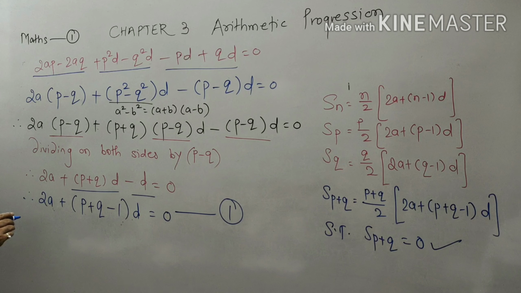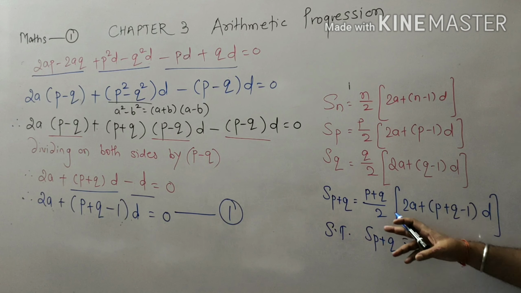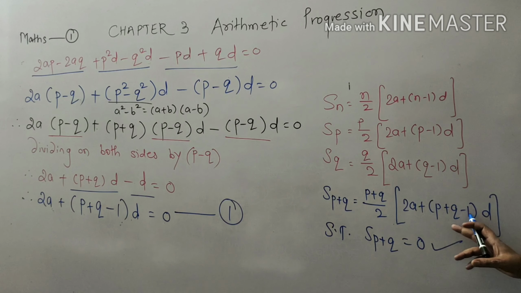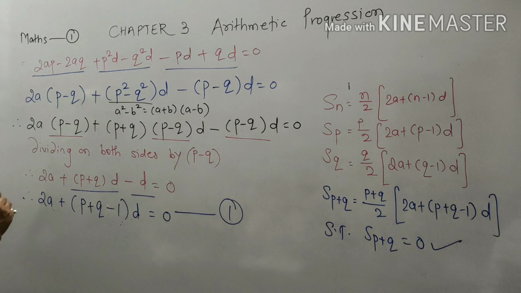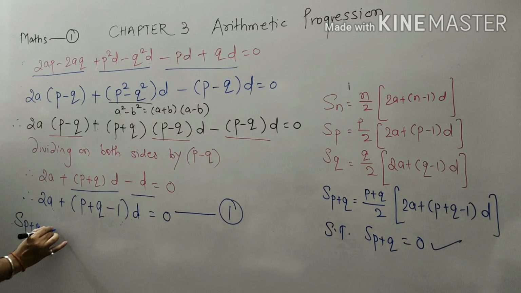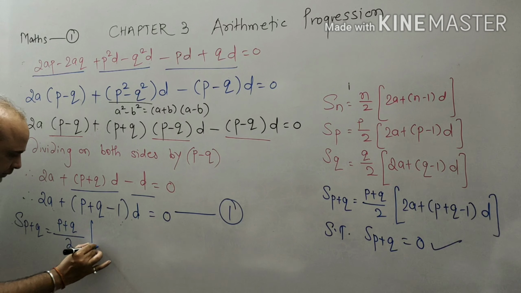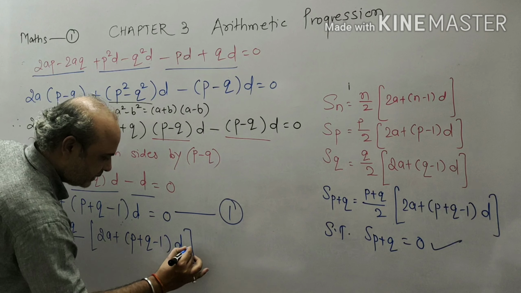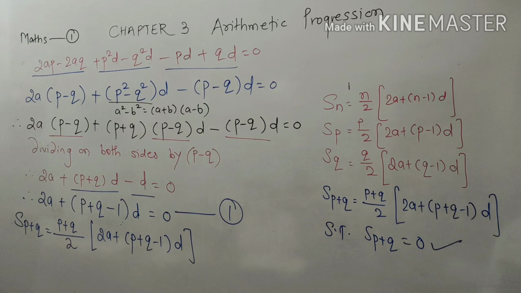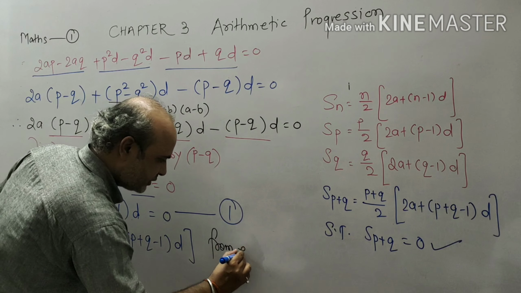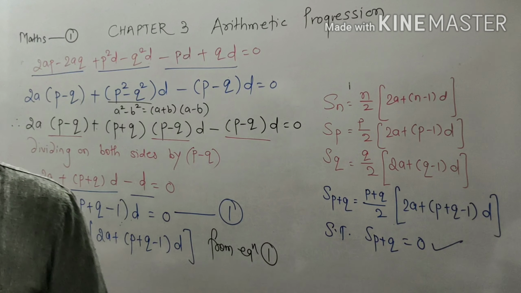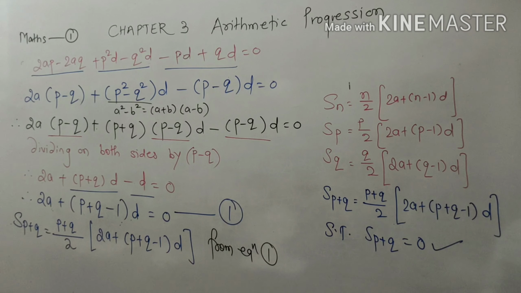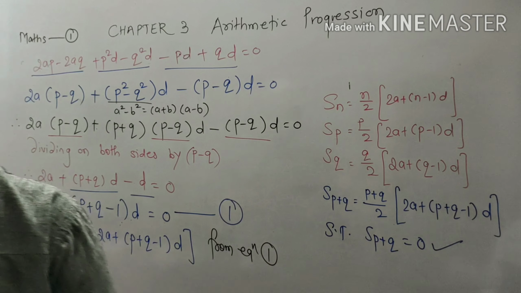Now, student, we know that we have to prove that the sum of p plus q terms is 0. And what is the sum of p plus q terms? It is p plus q upon 2 into 2a plus p plus q minus 1 into d. So we will write, student, sum of p plus q terms is p plus q divided by 2 into 2a plus p plus q minus 1 into d, right? Clear? From equation 1, 2a plus p plus q minus 1 into d is 0.